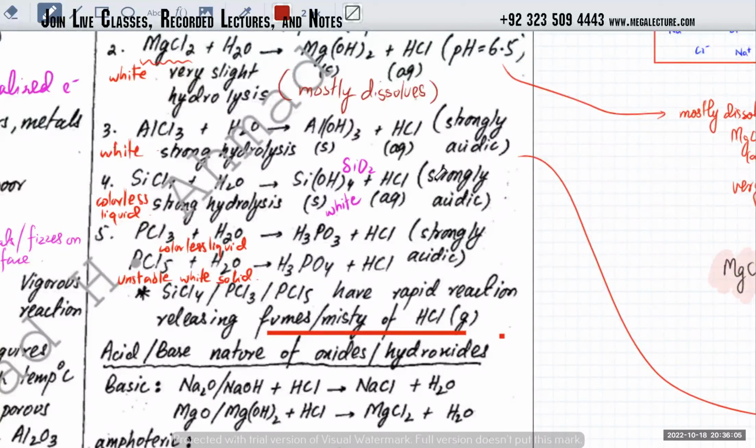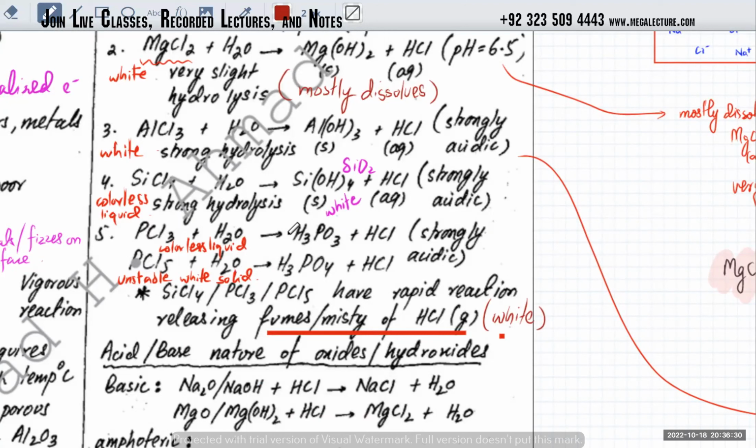You're going to get a very strongly acidic solution, and in all cases, whenever HCl is formed, you're going to see misty fumes of HCl. Better to write white fumes of HCl. It's a rapid reaction releasing fumes of HCl.